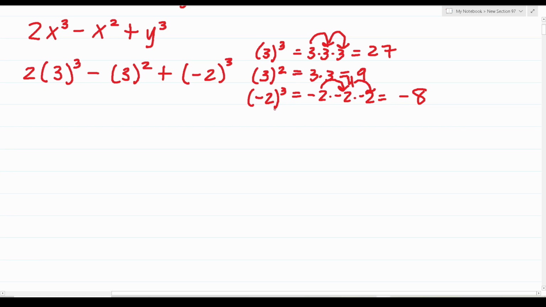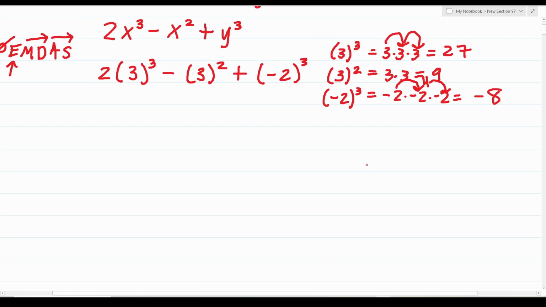One way you can remember this is like this. If you have a negative raised to an odd power, your result's going to be negative. If you have a negative raised to an even power, your result's going to be positive. All right, otherwise you can just work it out like I just did there.